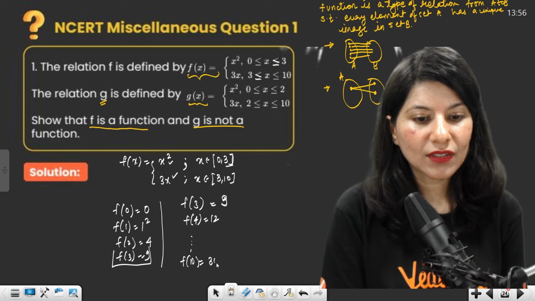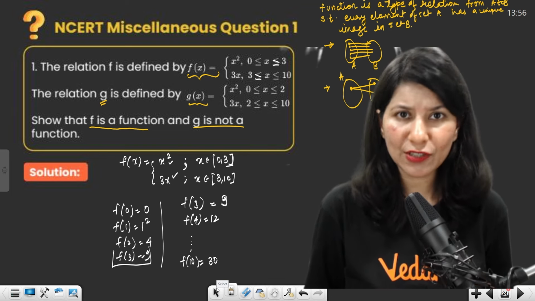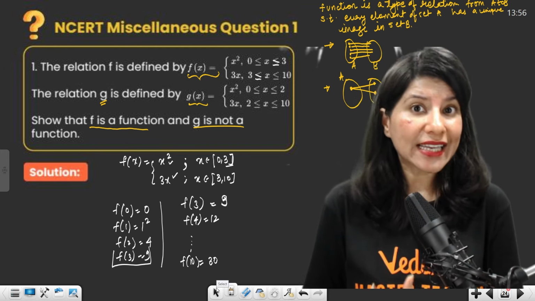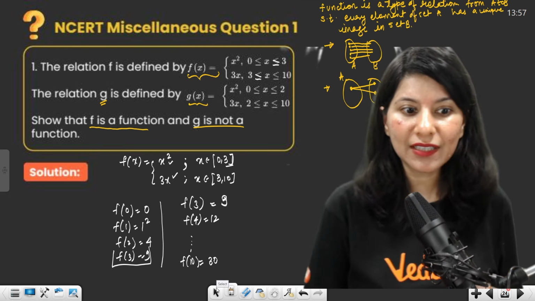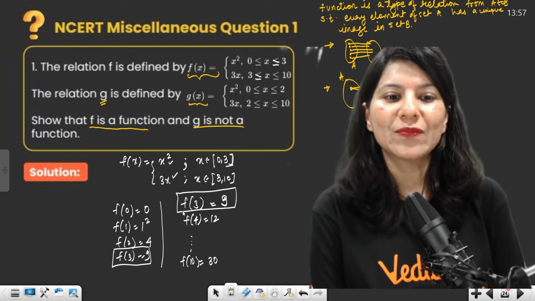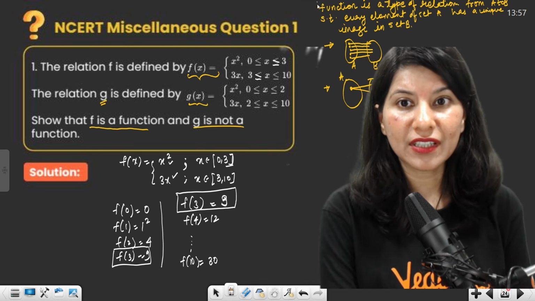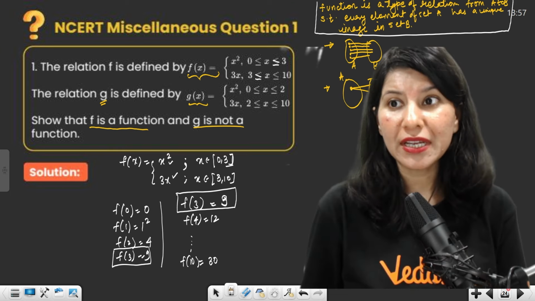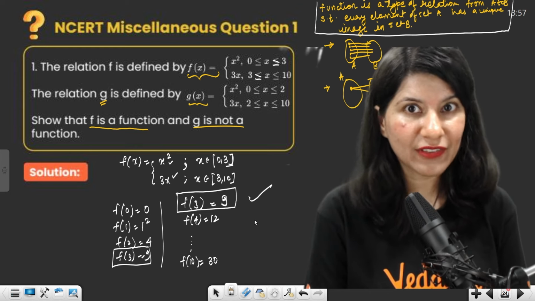So clearly, first of all, every element, if you put 0, if you put 1, anything in place of x, you will definitely get an image, you will definitely get an answer. Second, there is no such thing wherein you're putting some value and you're getting two values. f(3) was a danger zone, but we have calculated f(3) from both definitions and we realized that it is not giving me different values. So since it is satisfying the condition, every element has a unique image. That's why it is a function. So f(x) is definitely a function.